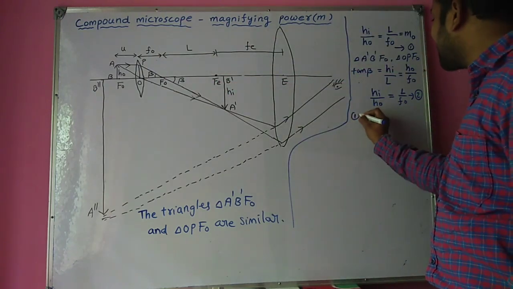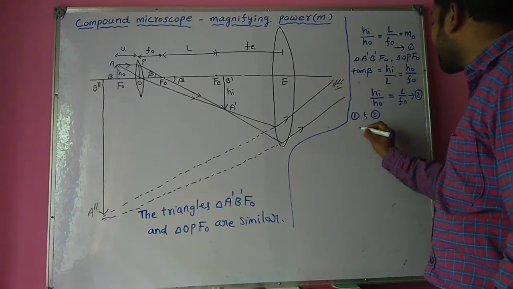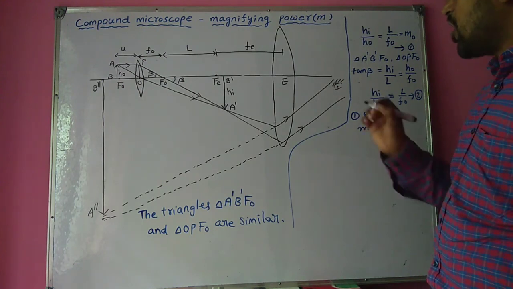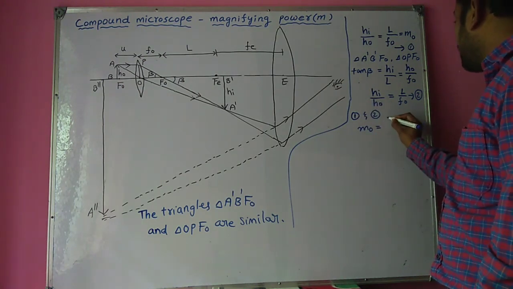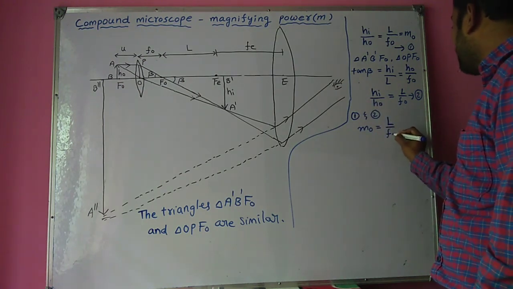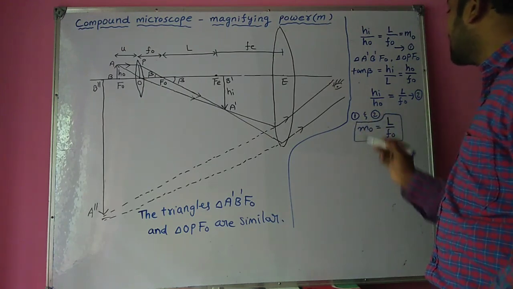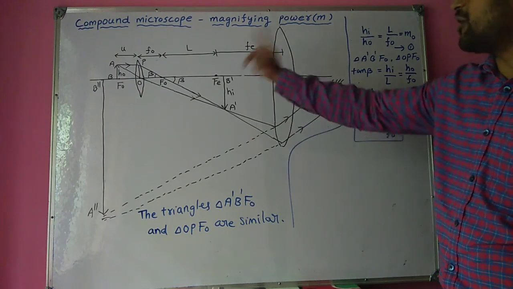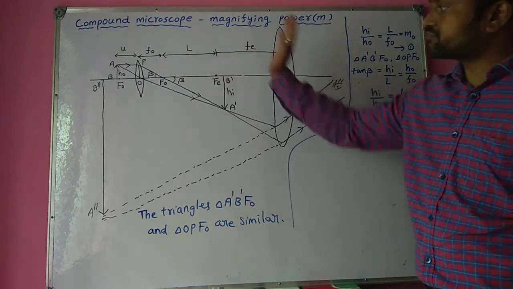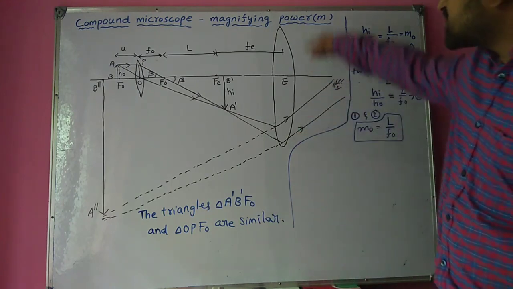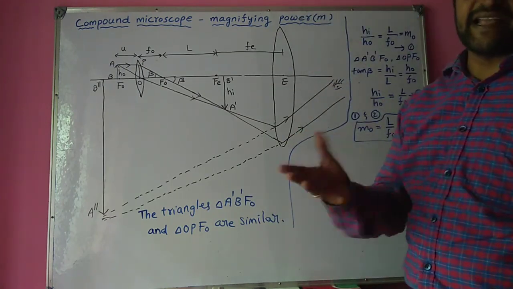From the first and second equations, you can write MO, the magnification produced by the objective, is equal to L by FO. MO is nothing but the magnification produced by objective. Now, the objective, we have completed the magnification. Next, the magnification produced by eyepiece we have to consider.